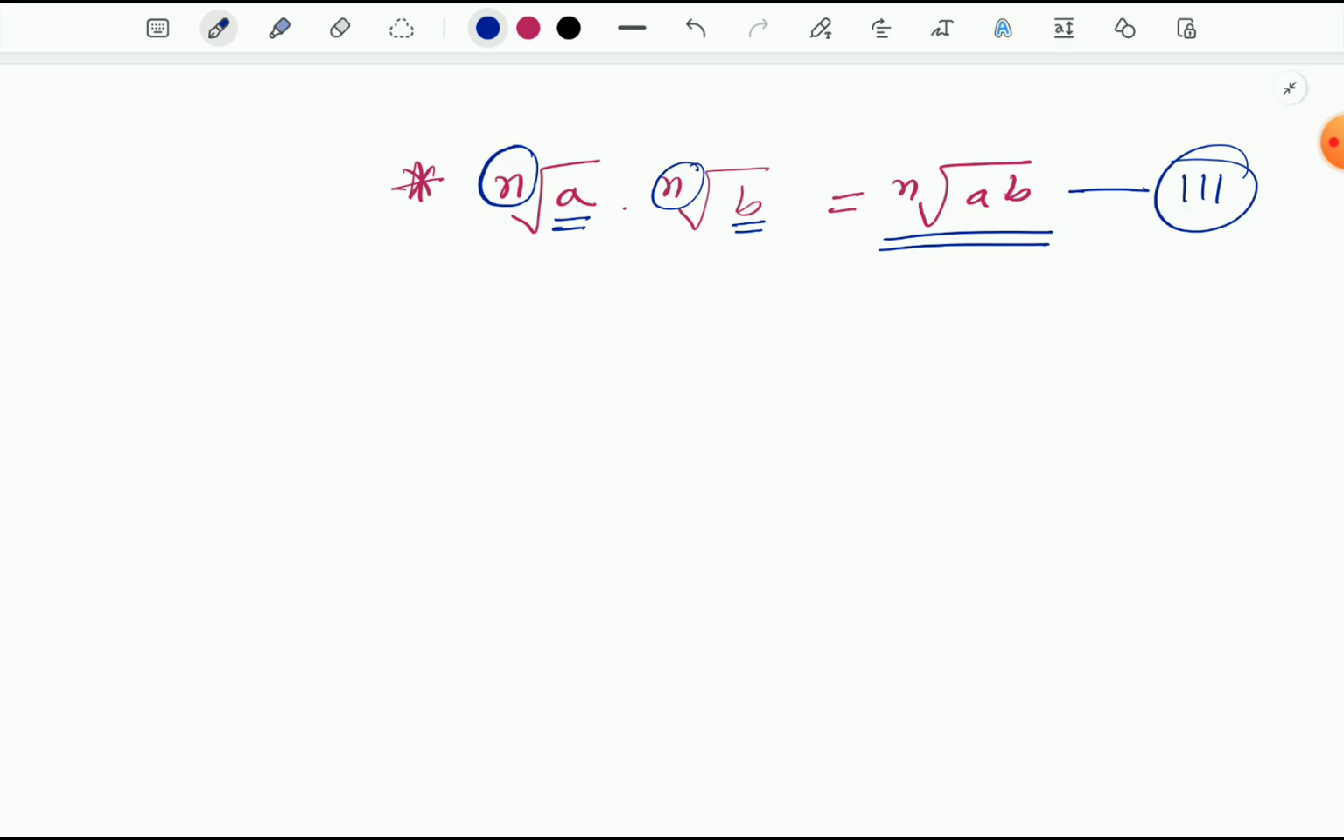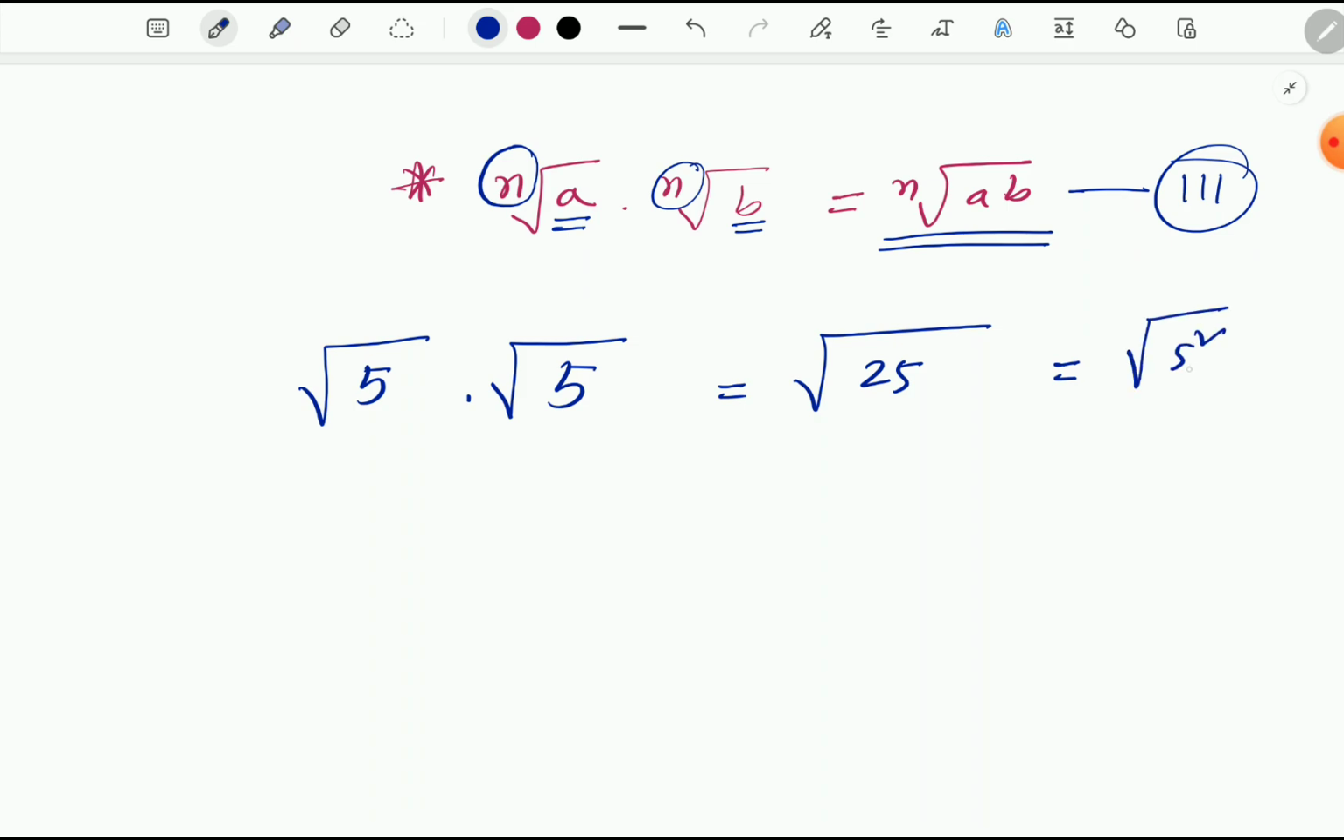Root 5, it's a very simple example. Root 5 times root 5, we can write root 25. 5 into 5, 25. Or if you want to simplify further, then it will give us 5 square, so 5. This is the answer.